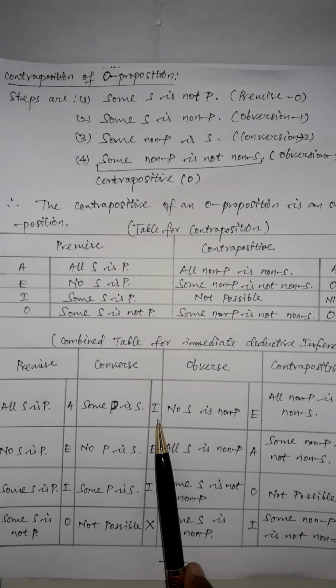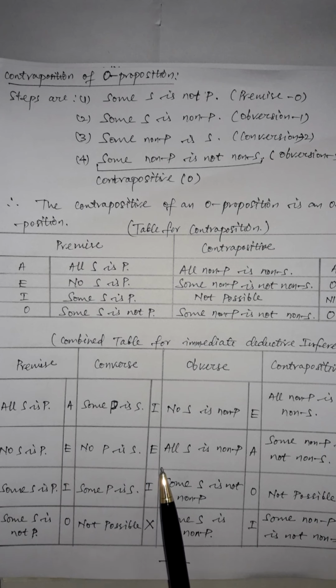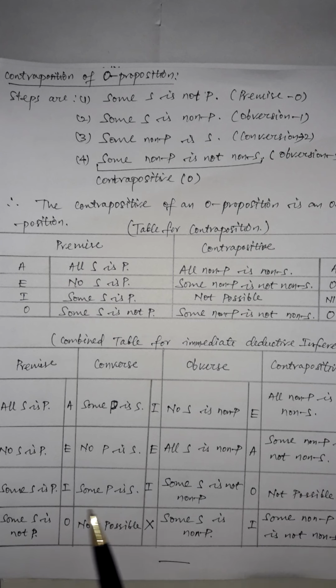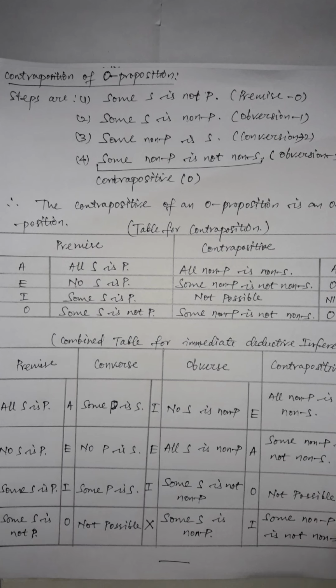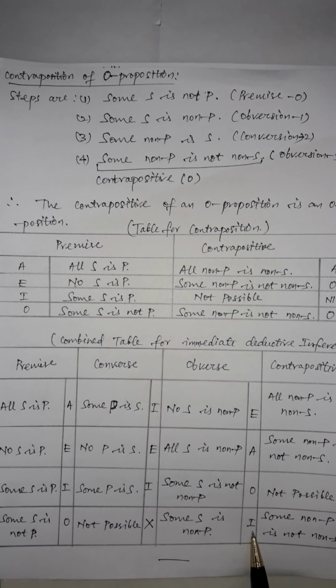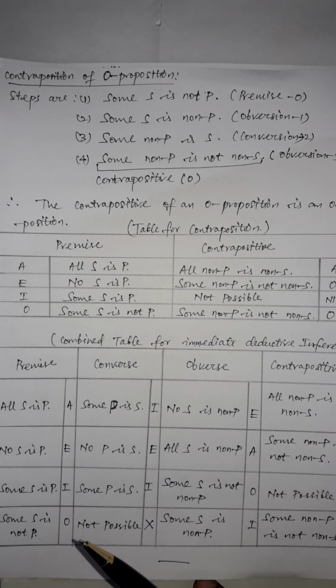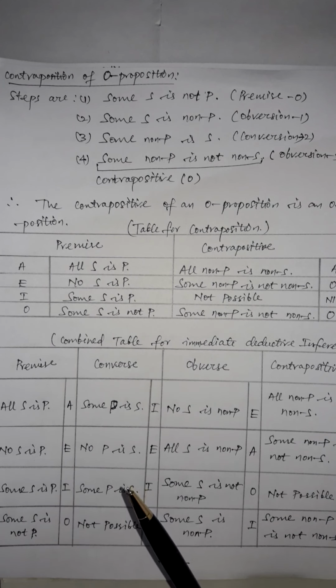Here you can see A's conversion will be I, obversion will be E, and contrapositive will be A. E's converse will be E, obverse will be A, and contrapositive will be O. I's converse will be I, obverse will be O, and contrapositive not present. O's converse not possible, obverse is I, and contrapositive is O. Okay friends, so I think this table will help you to remember the total concept of theory of inference, immediate inference.